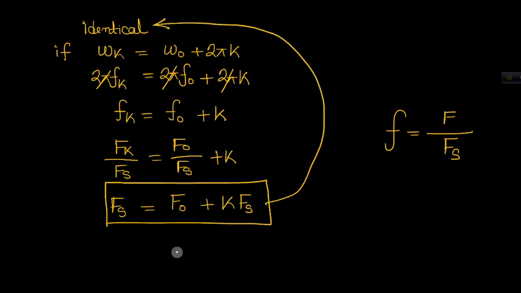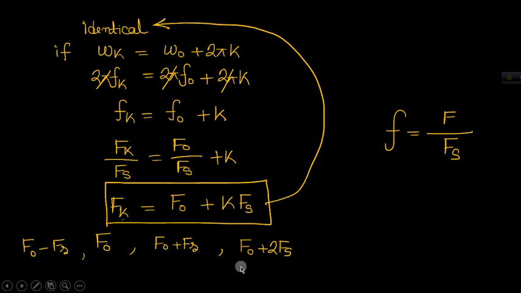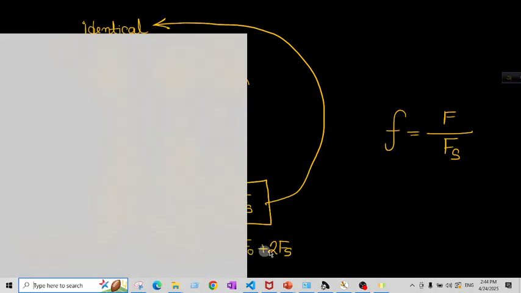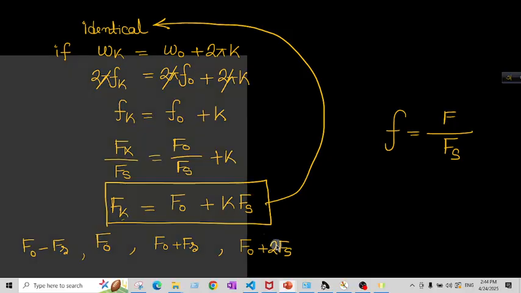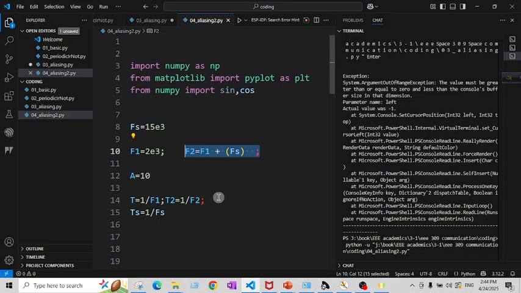That means if you have a signal f naught, then f naught plus fs, these two signals are identical. Even if you have a signal f naught plus 2fs, you can say that these three signals are identical. Even if you have a negative frequency, theoretically f naught minus fs, you can say that these four signals are the same. And if this condition is not true, then we can say that these signals are not identical. So let me go to the Python code here.